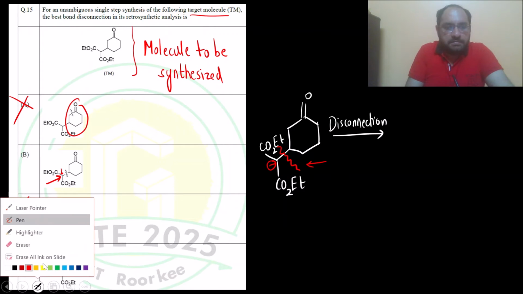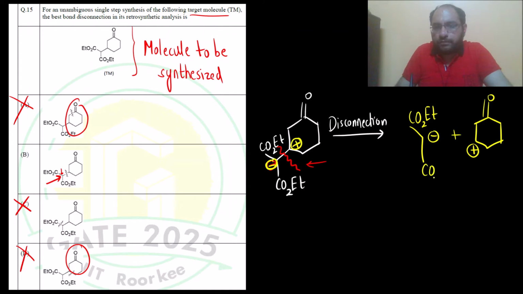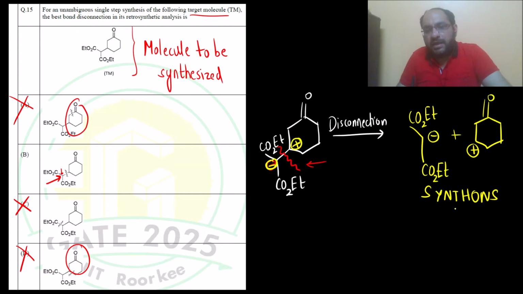Now we have to see how option B is the correct answer. So you break, and which is more electronegative? This is more electronegative, right? So a minus charge will form here, and here you will get a plus charge, with CO2Et. So these are imaginary fragments, and these are called what? These are called synthons. Imaginary fragments are called synthons. Okay, they do not exist, they are imaginary fragments.